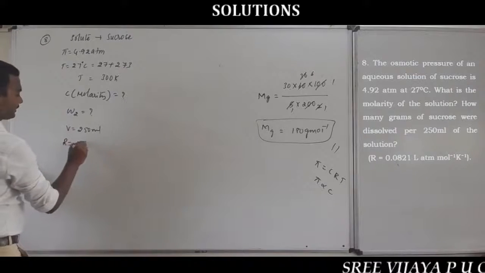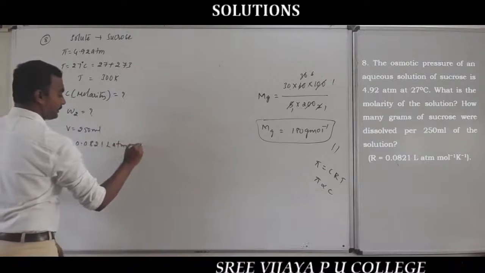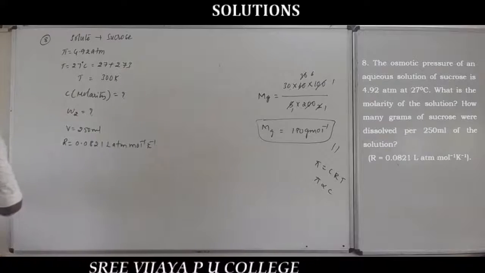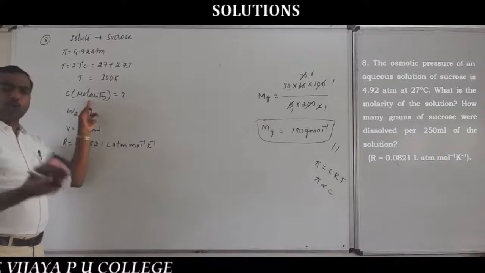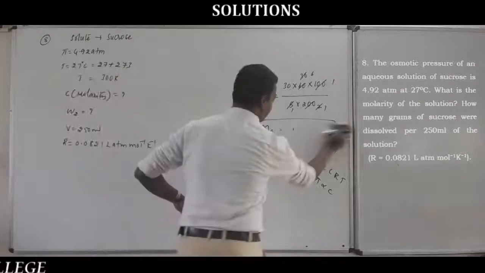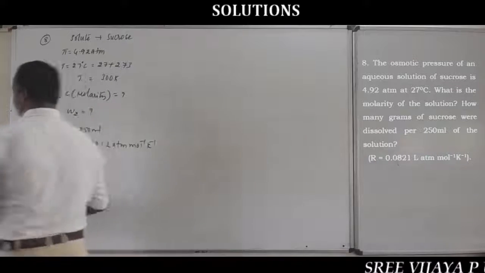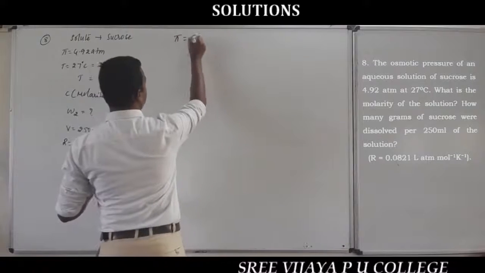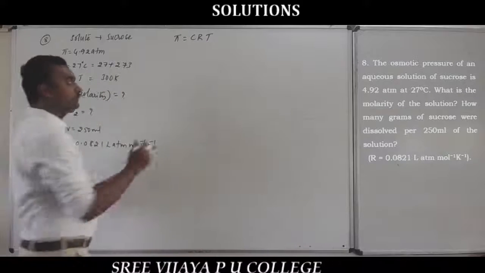R is equal to 0.0821 liter atmosphere per mole per Kelvin. So now our intention is to calculate the two terms here. First you have to calculate the concentration, molarity. Once you know the molarity, you can calculate the mass of the solute by using the molarity formula. So first step: what is the relationship between osmotic pressure and concentration? That is pi is equal to CRT, where C is the concentration, molarity, that we have to find out.